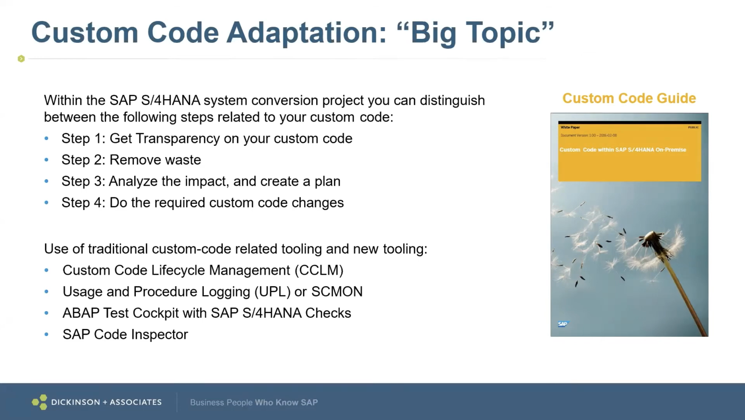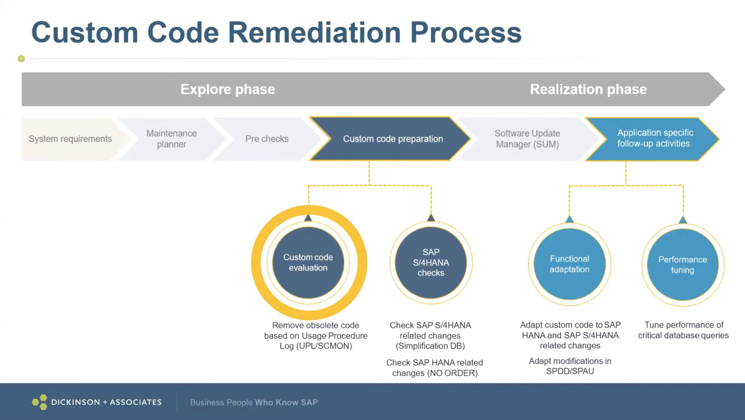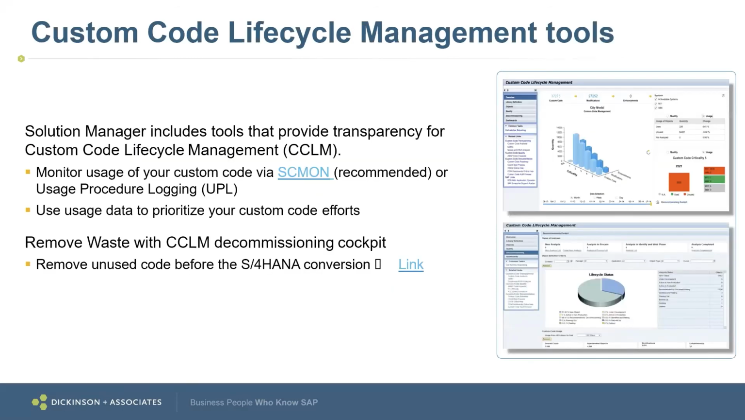So let's take a dive into a few of those tools. First, as a substep of the process, the first thing you're going to do is try to remove obsolete code. So we're going to use the tools SCMON and UPL as part of your Solution Manager environment. This is part of your custom code lifecycle management.